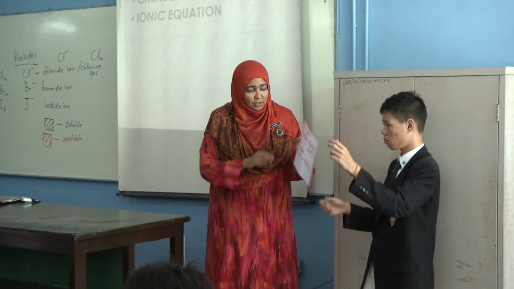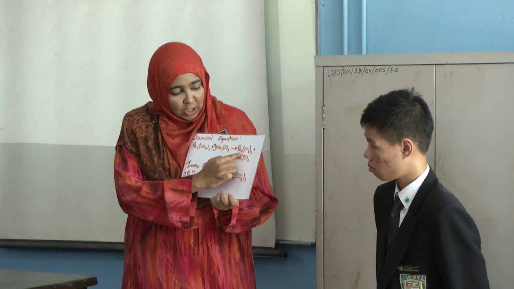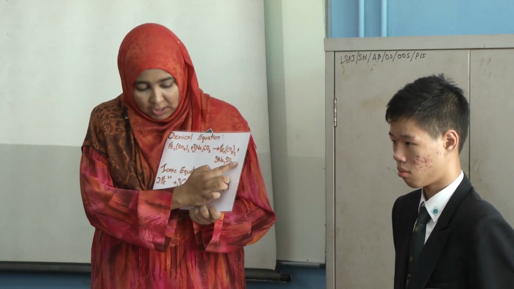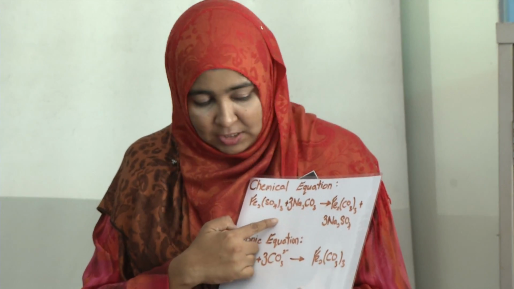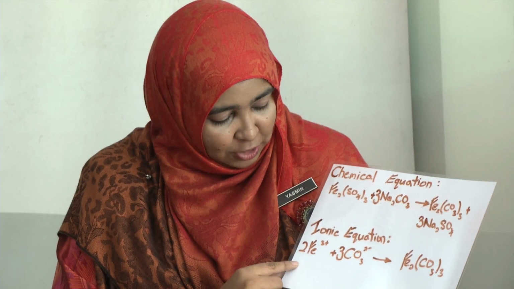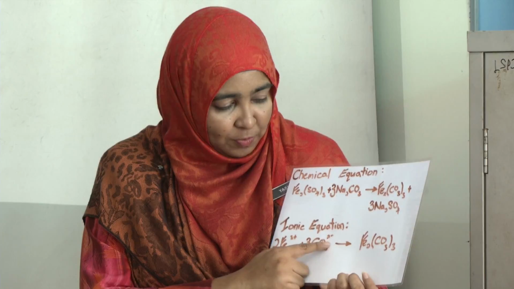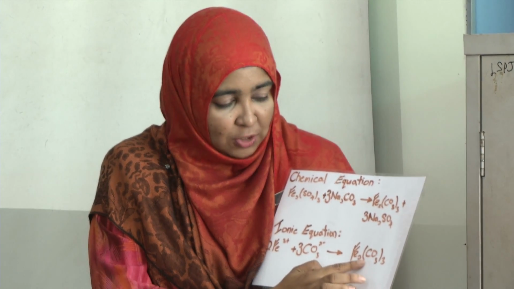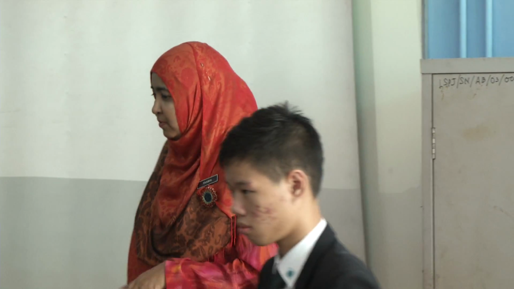Okay, because here you have Fe2, here also you have Fe2. How many CO3? 3. So here? 3. Yes, also 3. Yeah, because the balancing is here. Okay, so his ionic equation is also correct. 2Fe3+ plus 3CO3 2- arrow Fe2(CO3)3. Okay, thank you group 2. Okay, group 3, come.